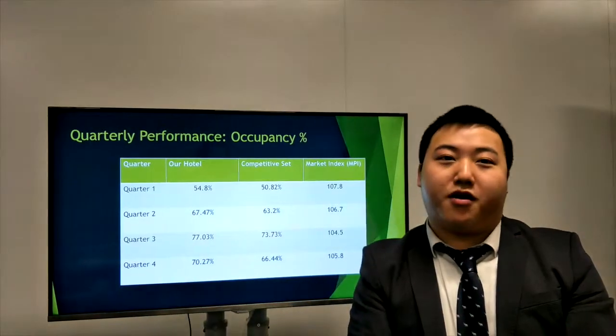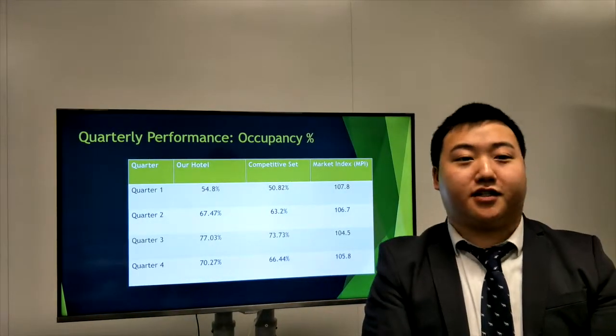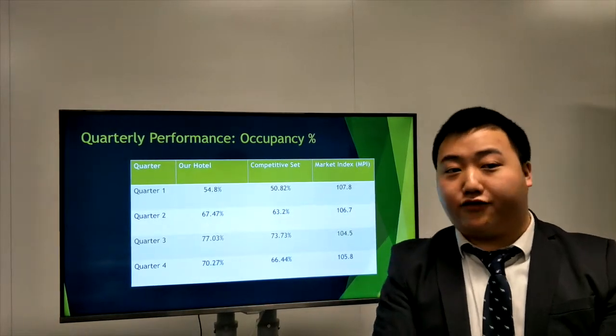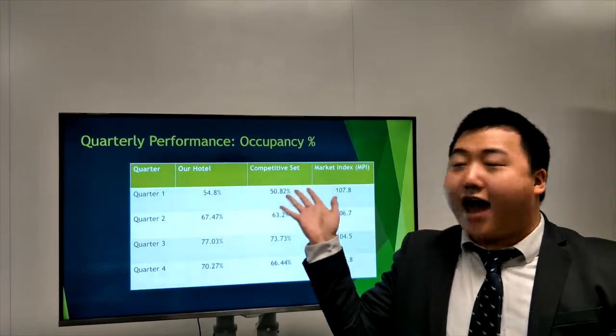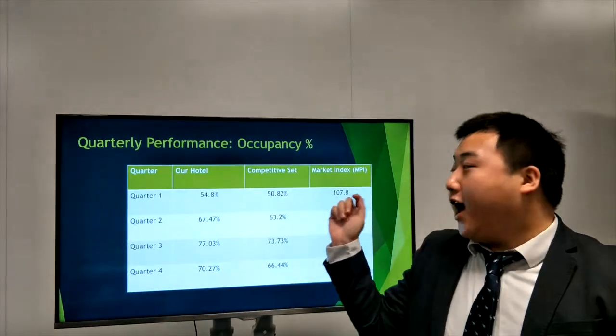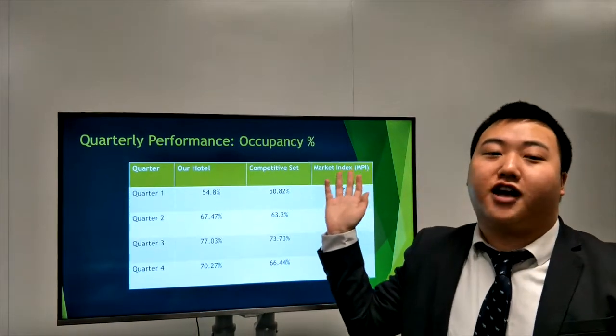About our second part, the overall performance. Based on our quarterly performance, we picked ADR, RevPAR, and occupancy as our reference. Start with occupancy. As you can see here, in the first quarter we had a 54.8% occupancy rate, which was comparatively higher than the average of our competitors.